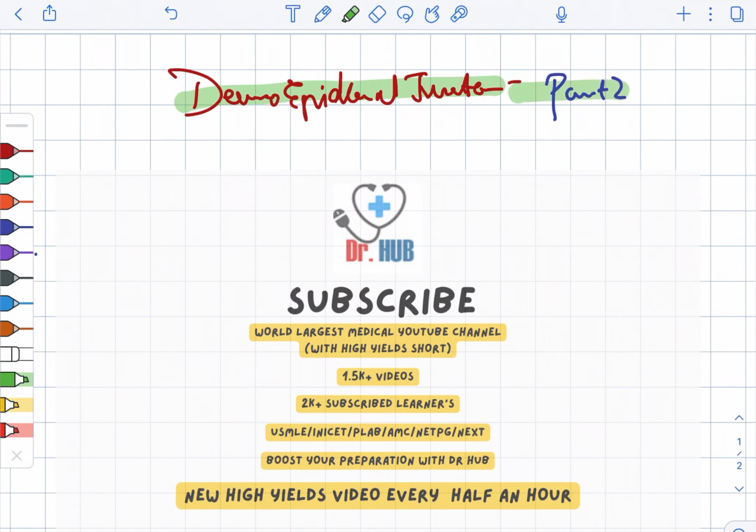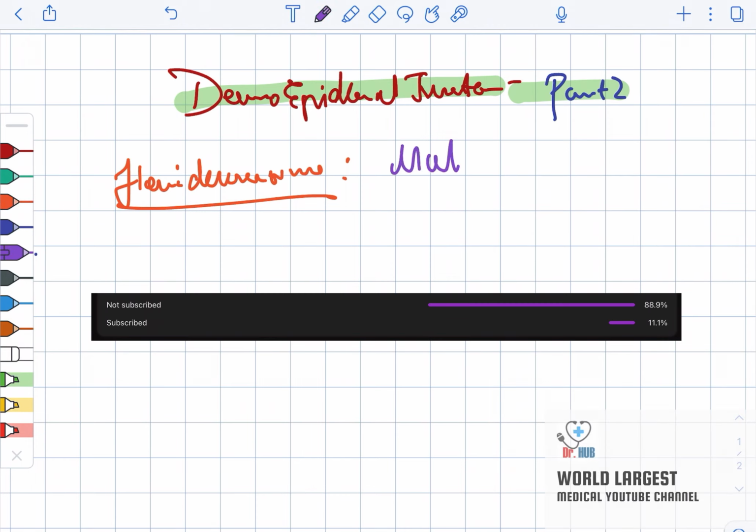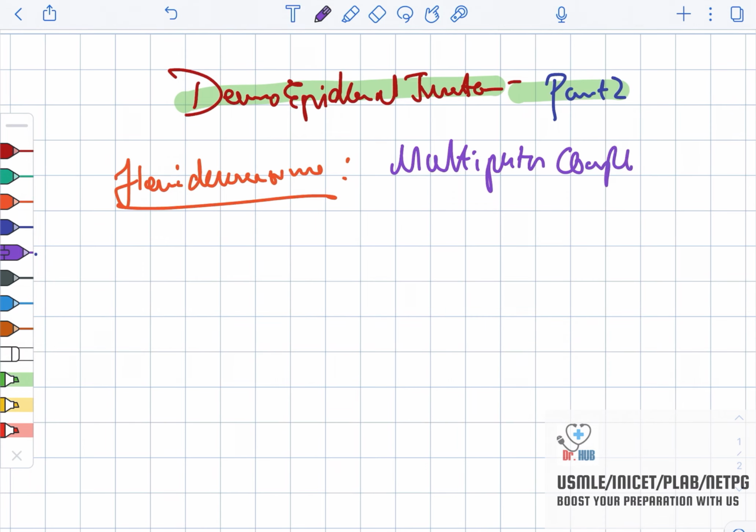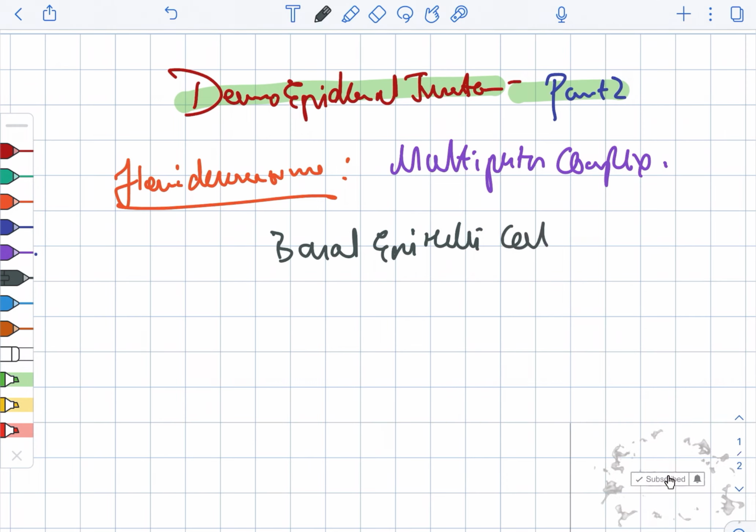Dermoepidermal junction, part 2. Here we are going to discuss in detail the hemidesmosome. Hemidesmosomes are multi-protein complexes, and they facilitate the stable adhesion of the basal epithelial cells to the underlying basement membrane.